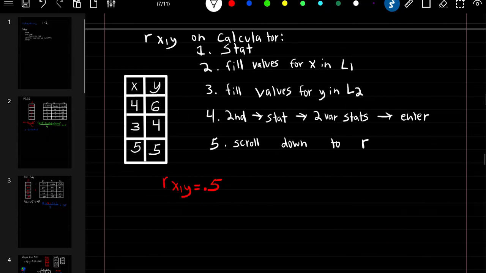If we're given values like in our first correlation example, where we're given the x values and the y values, we're able to find the correlation on our calculator. If you go to stat, and then you fill in the values for x in list 1, you fill in the values for y in list 2, you hit second stat, 2 variable statistics, and then enter, and then you scroll down to where it says r equals, that'll give you the value of correlation. These are the same numbers from the first example. If you plug it in, you should get a value of 0.5, which we found earlier.